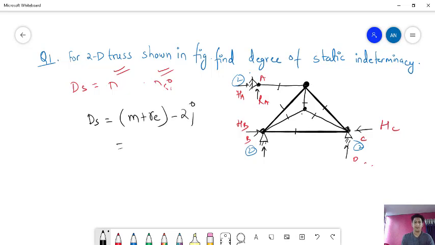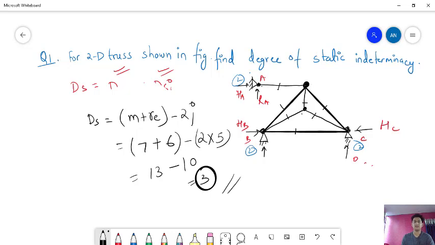Now the number of members is 1, 2, 3, 4, 5, 6, 7. 7 plus re, the number of reactions 2, 2, 2, is 6, minus 2 times the joints, which are 1, 2, 3, 4, 5, so 5 joints, that is 2 times 5. Then 7 plus 6 is 13, minus 10, equals 3. So if you do this directly, 3 will come, and if you go through the long method step by step, the answer will also be 3. So this is the case of a 2D truss frame.